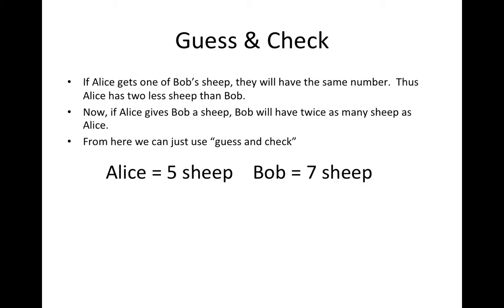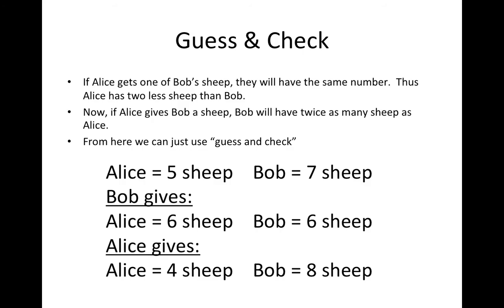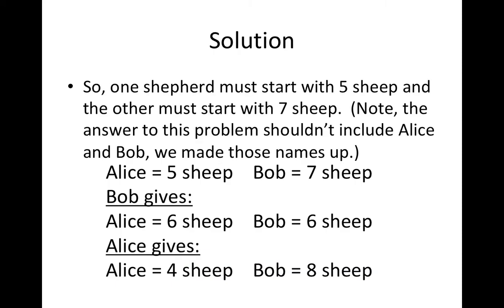Okay, let's try one more. How about Alice has 5 sheep, that means Bob has 7. If Bob gives Alice a sheep, they're both at 6. If Alice gives Bob a sheep, she'll be down to 4, he'll be up to 8. That's what we wanted. We wanted Bob to have twice as many sheep if Alice gave him 1. So our solution should be one shepherd starts with 5 and the other starts with 7.